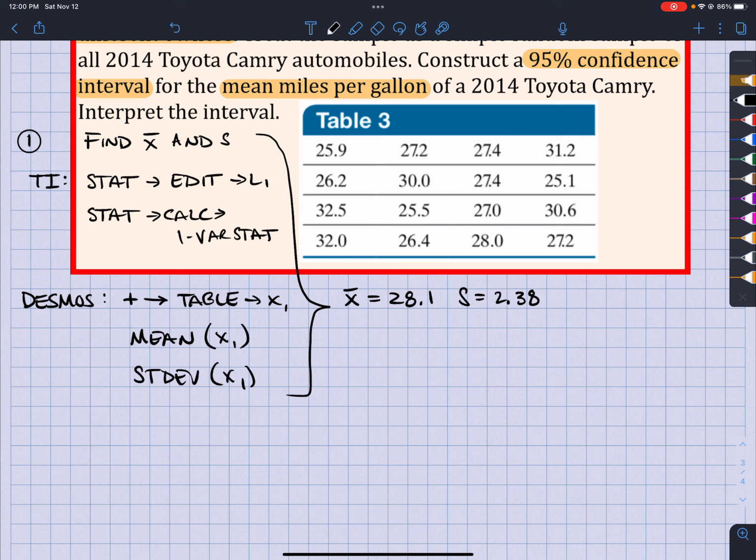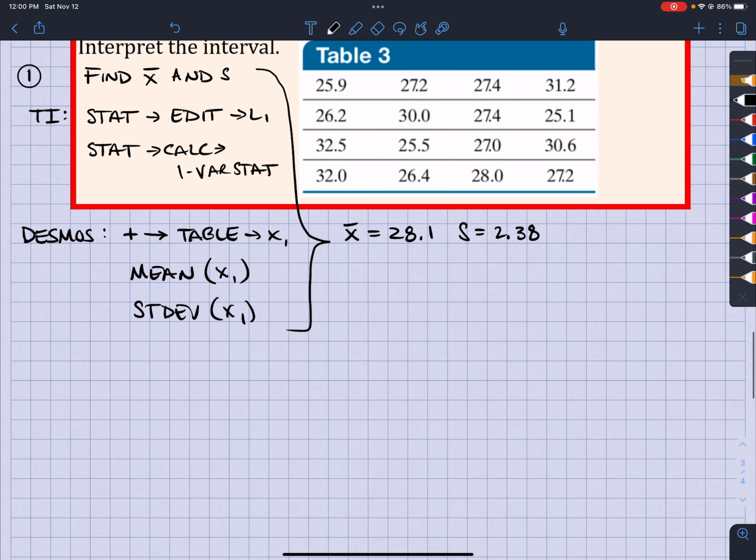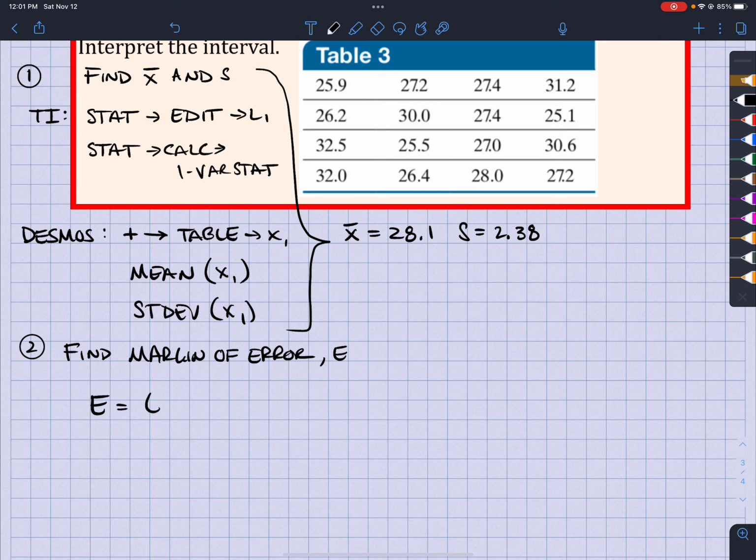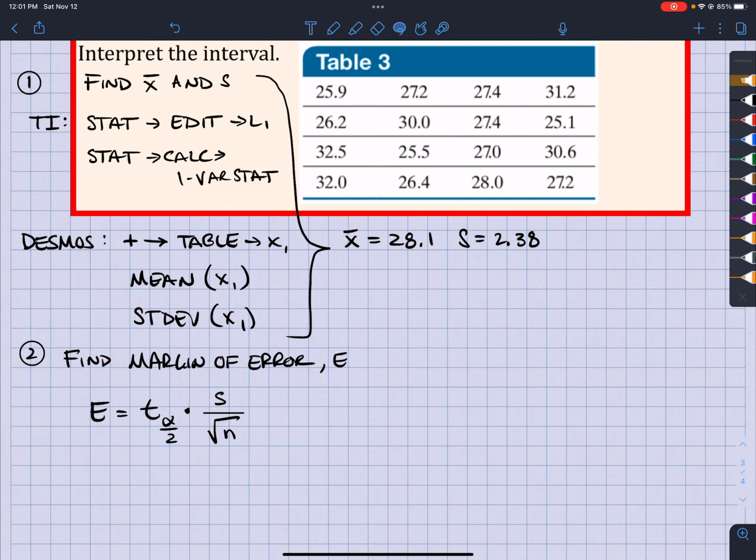Okay. So now that I have my mean and my standard deviation, my next step, step 2, is going to go ahead and find margin of error, which is E. So E is equal to my T of alpha divided by 2 times the S divided by the square root of N. Okay, now, let's go back up here because we need to find t somehow.